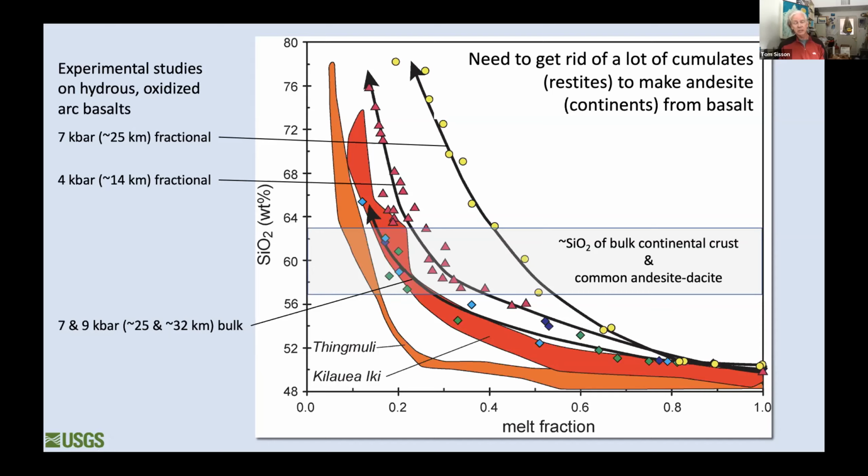And that means that to make bulk continental crust or common andesites and dacites in arcs, you've got to get rid of about half of the mass of the material. And that's a problem. Now, we all like to say that delamination is the explanation. It probably is, but actually getting a better handle on how that happens is an important, outstanding problem.